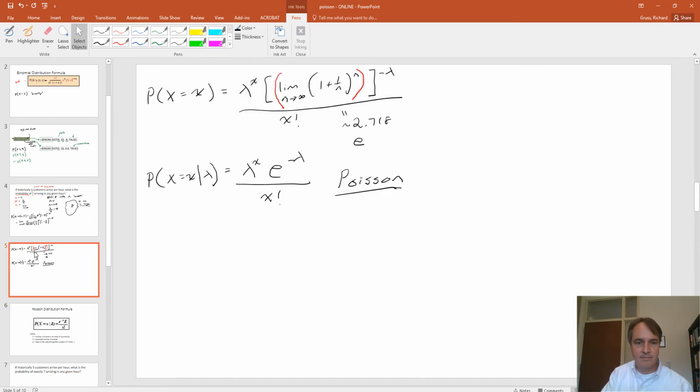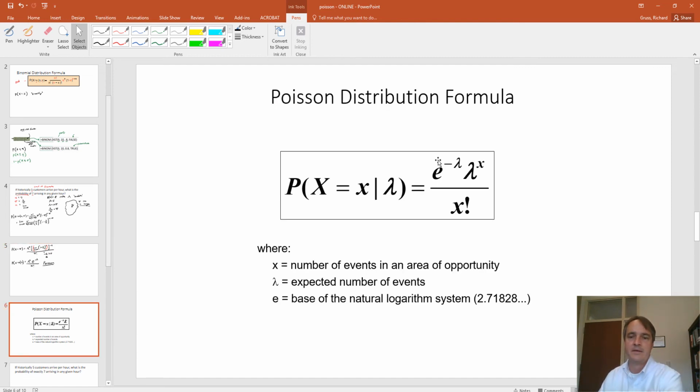Now I think my equation came out slightly reversed in order, but multiplication is commutative, so we won't worry about that. So this is called the Poisson distribution formula. Now we have, in addition to binomial, a version of the binomial that allows us to answer questions where n is approaching infinity. And so this is what the Poisson gives us.